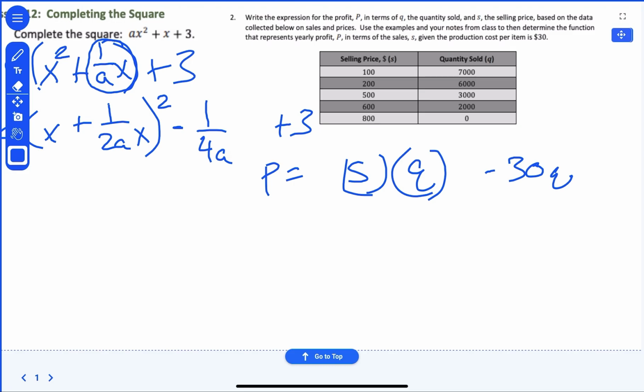That's kind of weird. A $100 selling price gives you a quantity of 700. Okay? How's that going to work out? What does that mean by all that?